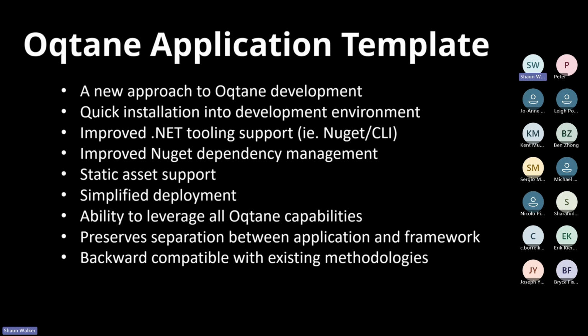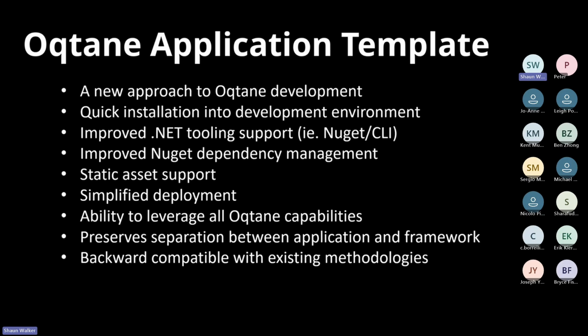Much better .NET tooling support. I'm talking about within Visual Studio or within the .NET CLI. You can basically pull in NuGet dependencies in the traditional way that you're used to when you're building .NET or Blazor applications. There's no extra knowledge that you need to have or extra work that you need to do. You can just utilize standard NuGet dependencies. You can also utilize the static asset support that's part of .NET. And this provides a much simplified deployment story as well.